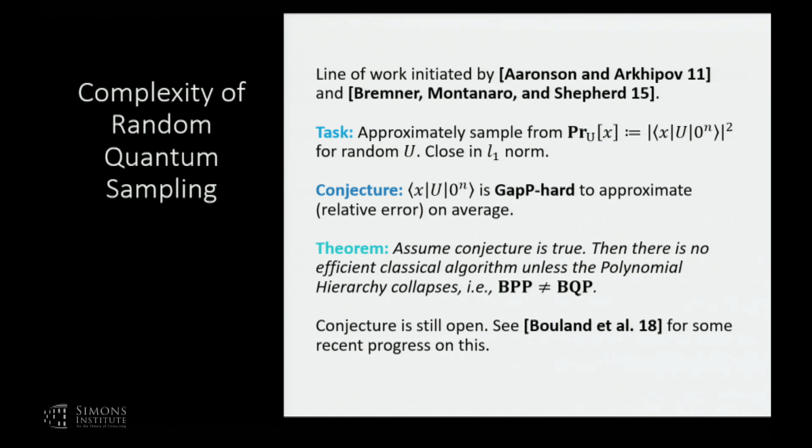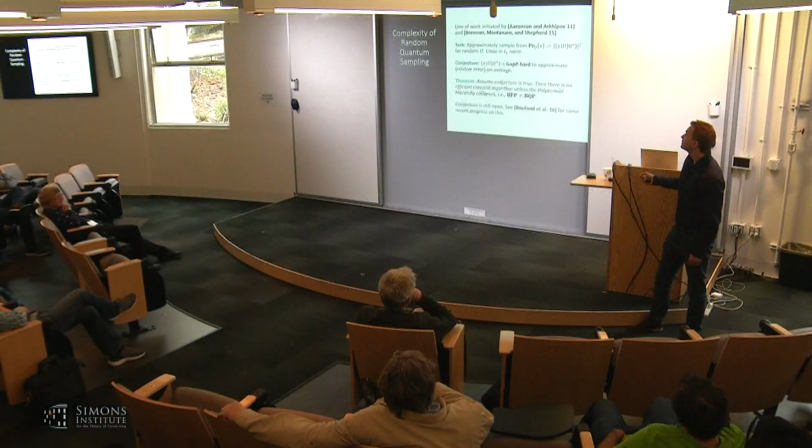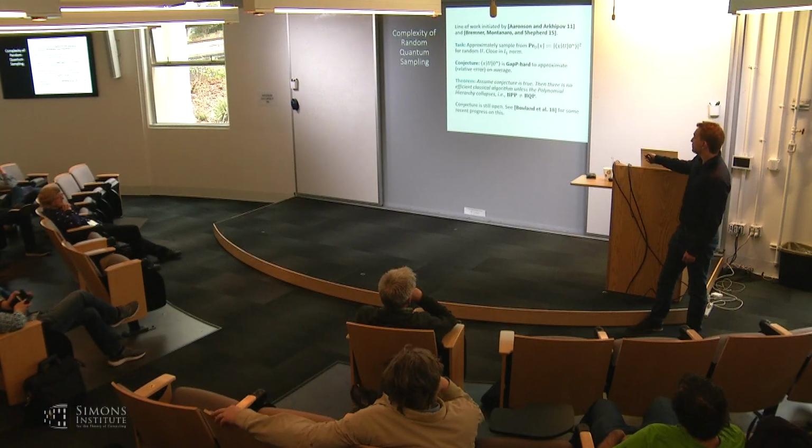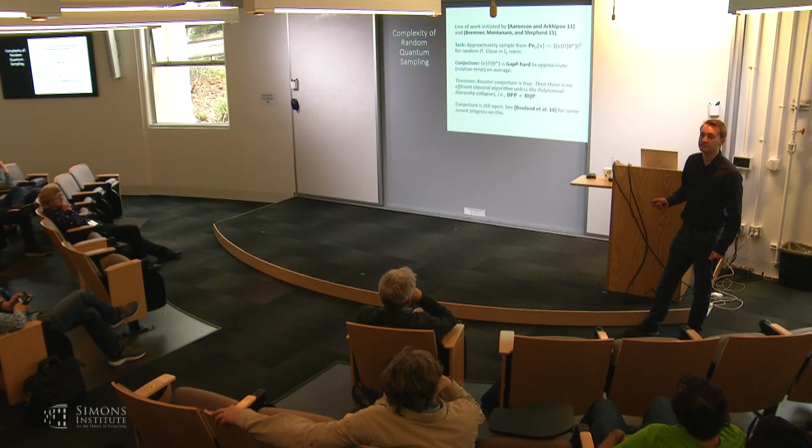So, I'm sorry, U again is given by these quantum circuits, right? Yeah. When you say hard, you mean hard in a classical sense, right? Yeah, up to a relative error. How you randomly choose U depends on which scheme you're looking at. For example, boson sampling uses random linear optical networks.